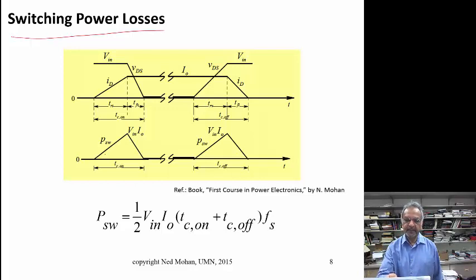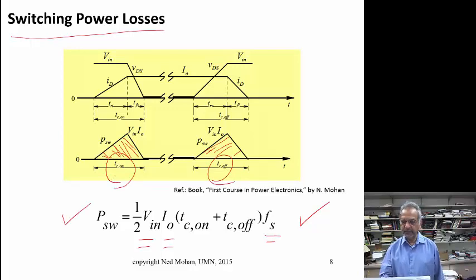So every time we turn it on, there's energy lost represented by this triangular area here, and similarly when we turn it off, there is a loss of energy represented by this area here. So on an average, the switching power loss can be represented by this equation here, which shows that it's of course proportional to the input voltage, the output current, and the switching frequency. But it also depends upon the turn on time and the turn off time here. So this is the expression that we get for the switching power loss.